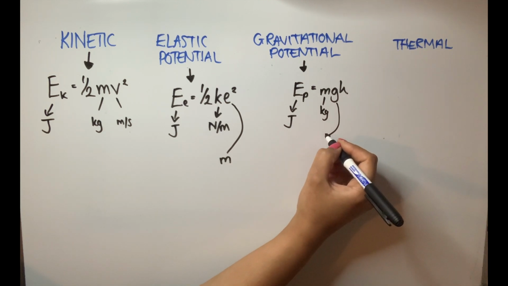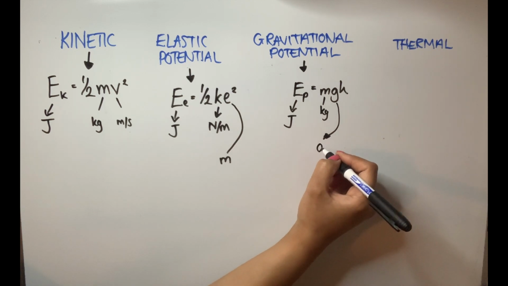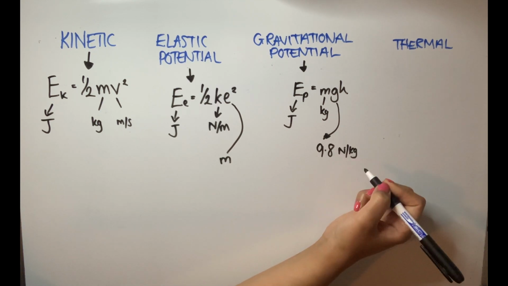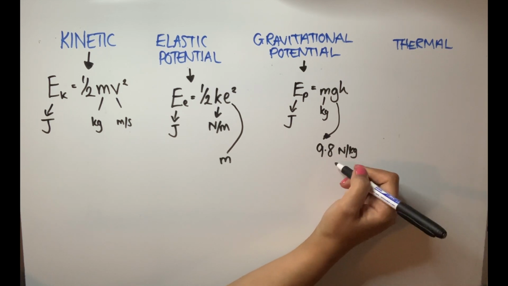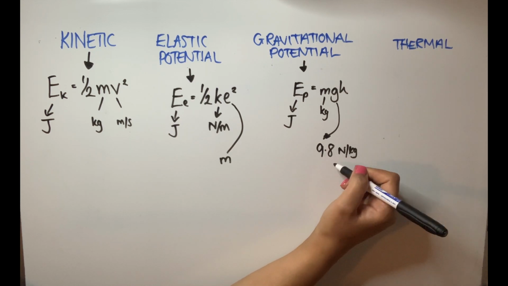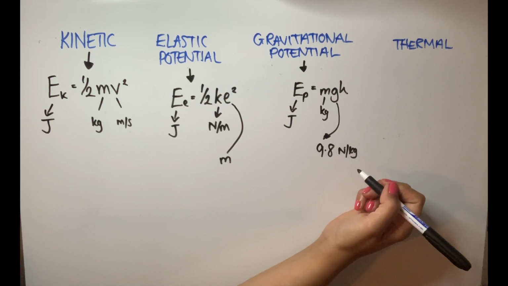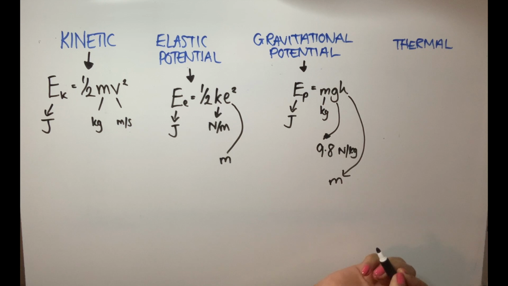Acceleration due to gravity is 9.8 newtons per kilogram. And this gravity is for Earth. If you were on a different planet, then gravity would be different, but on Earth it is 9.8. Sometimes questions might ask you to use it as 10, which is fine, so look out for that in the question, but they usually tell you what they would want you to use gravity as. Height is, again, distance, measured in meters.